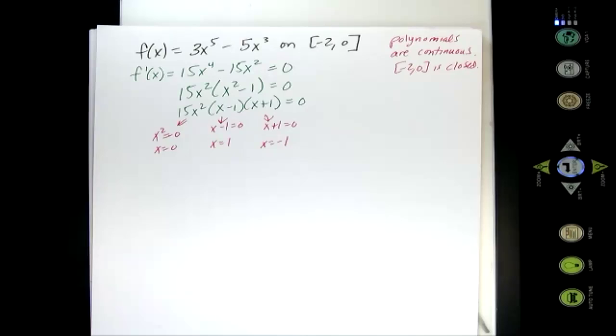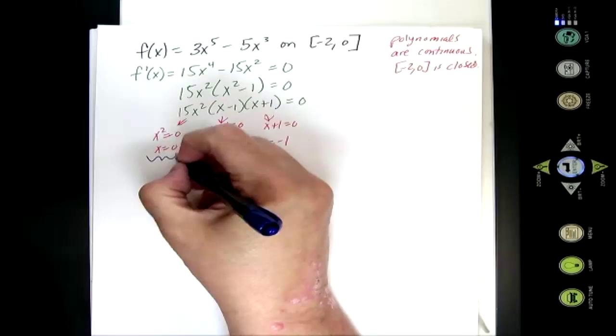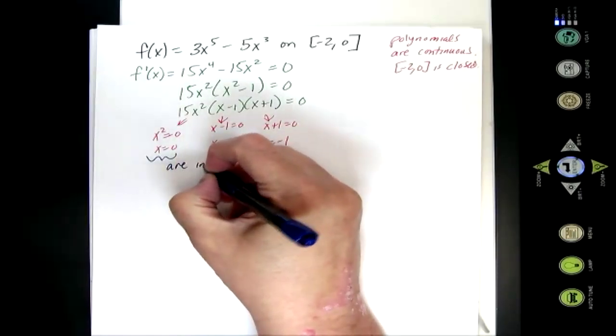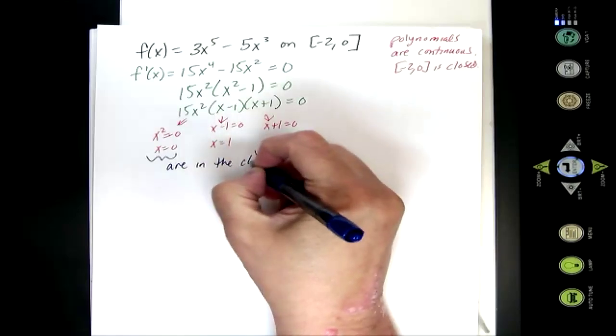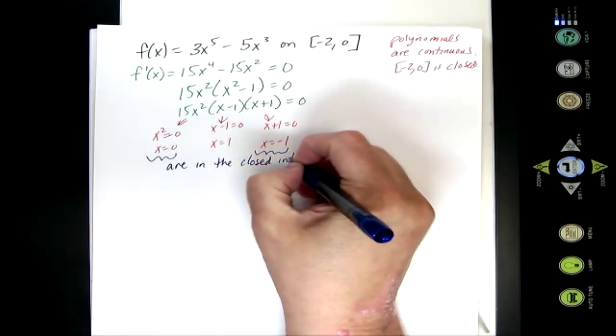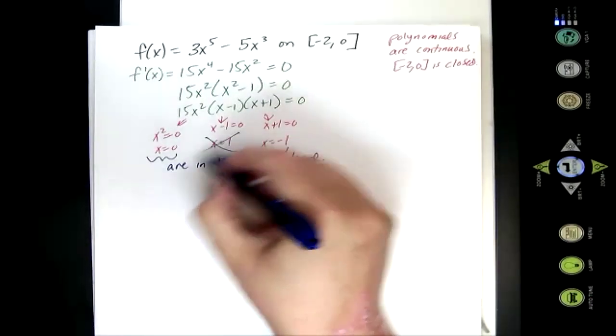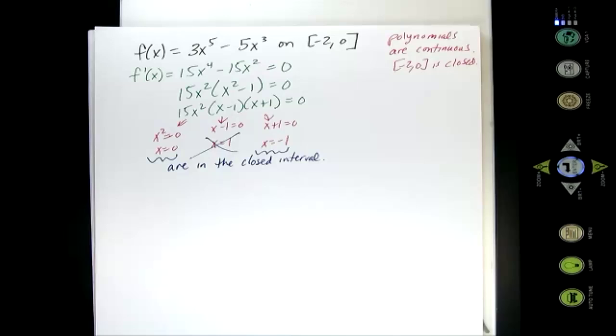On the interval -2, 0, only this one works and this one works. Those are in the closed interval. So we'll ignore x equals 1. It's outside of our domain.